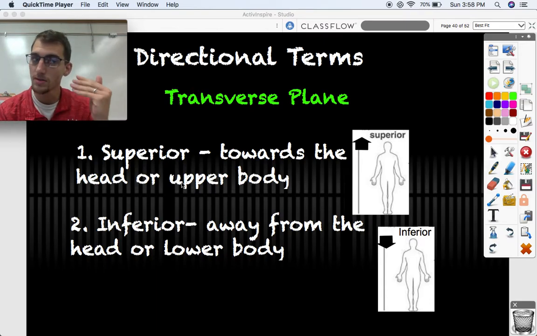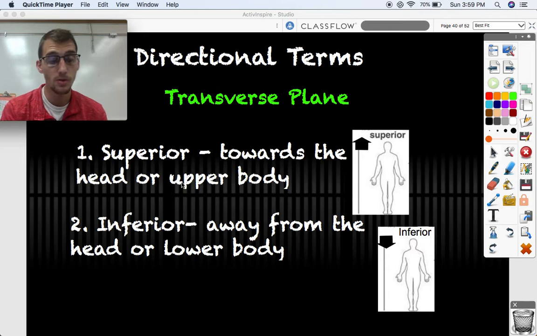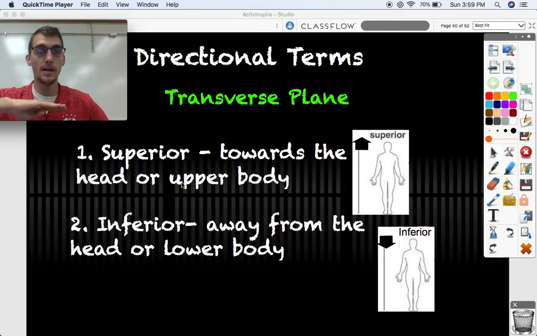But again, we're going to stop using words like above, below, right, left, because we're going to start using these directional terms. So my head is superior to my shoulders, and my shoulders are superior to my legs. The opposite of superior is inferior, or away from the head or towards the lower body. So this way, right? I can also say that my shoulders are inferior to my head, or my legs are inferior to my shoulders. So that's with respect to the transverse plane. The transverse plane divides us into superior and inferior.